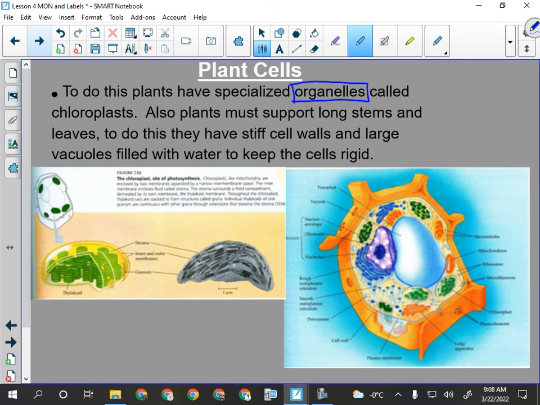Okay? They also have to have very stiff cell walls. Okay? A plant supports itself in two ways. Okay? Cell walls, okay, which are fairly strong. They're made of a fiber called cellulose. Okay? That's dietary fiber, by the way.